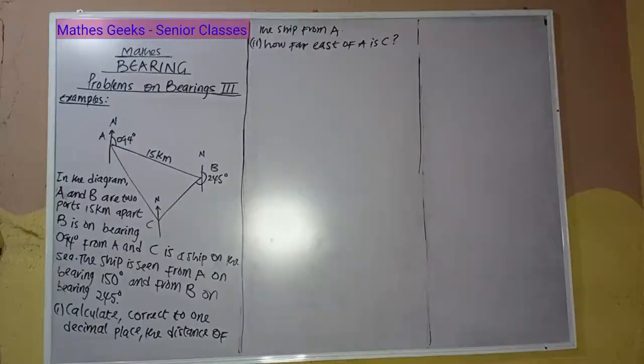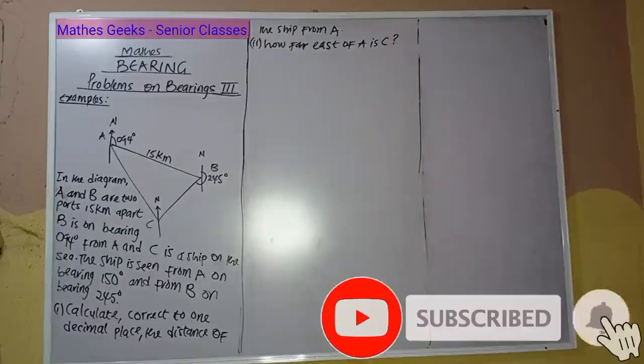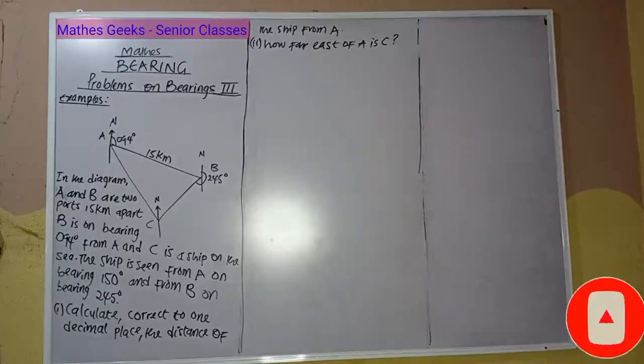In the diagram, A and B are two ports 15 kilometers apart. B is on bearing 094 degrees from A, and C is a ship on the sea. The ship is seen from A on bearing 150 degrees and from B on bearing 245 degrees. Calculate correct to one decimal place the distance of the ship from A and how far east of A is C.